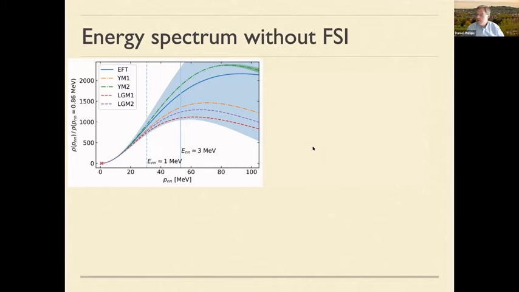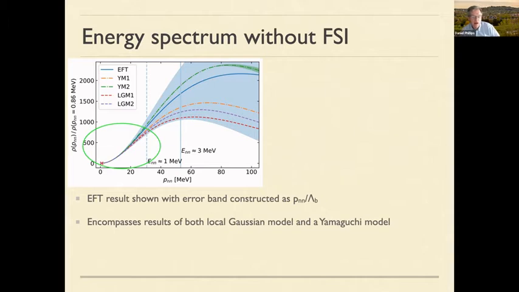So if we go back to the energy spectrum now, here again is the energy spectrum in this theorist's limit where you switch off final state interactions. The blue band here is halo EFT with an error band constructed according to the power counting. I converted from coordinate space to momentum space, so now I'm showing the neutron-neutron momentum divided by the breakdown scale of the theory. The green circle indicates the region that we are interested in for this experiment at RIKEN, the region where the neutron-neutron pair has an energy of less than 1 MeV.